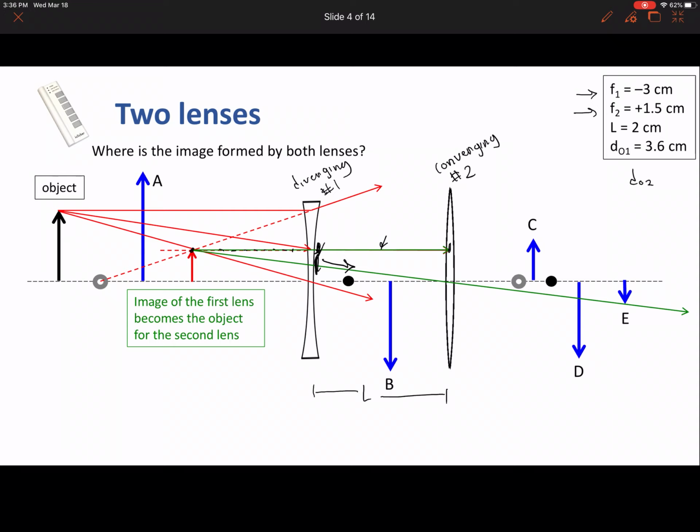Now anything coming in parallel to the principal axis for a converging lens will be deflected down through the focal point. I can kind of see what the answer is. Usually can't after 2 rays, but we'll keep going just for the sake of it.